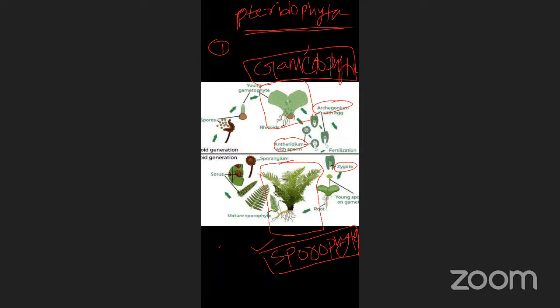After the gametophyte, right. Of course, after the gametophyte. Are they dependent or independent? They're dependent on the gametophyte. But here they are independent. That means the sporophyte separates from the gametophyte and can grow independently.